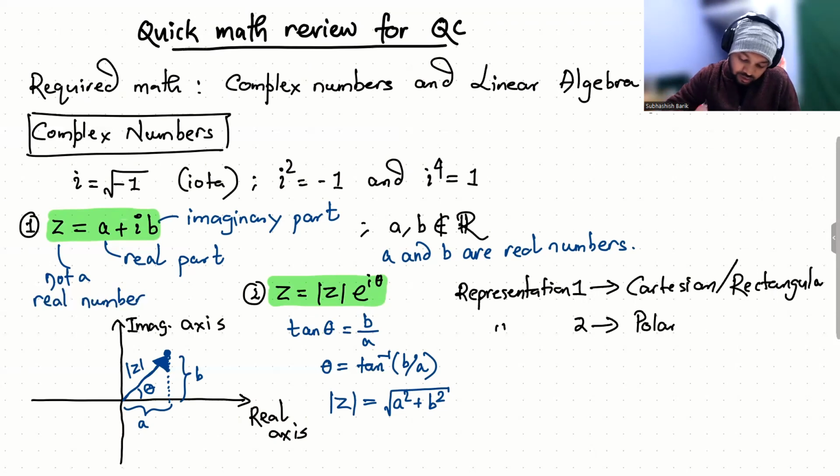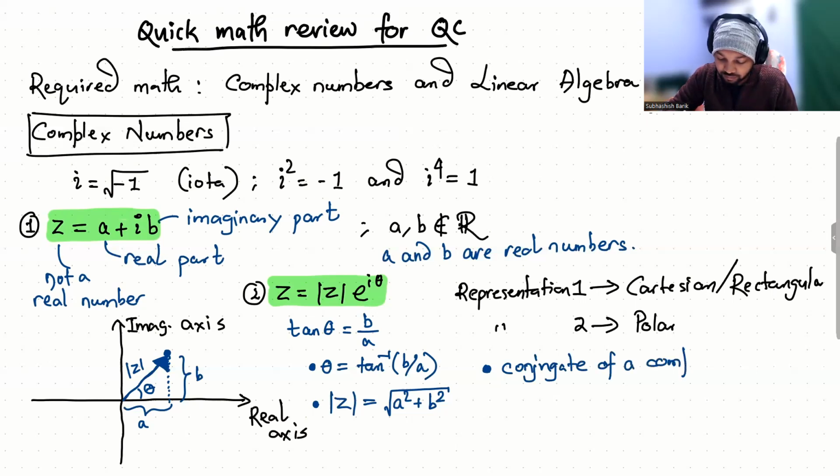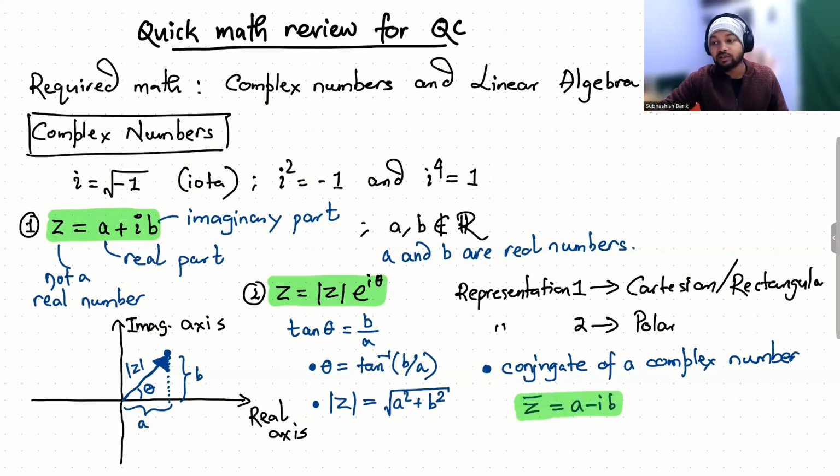Next, we define another thing, so let me put a dot. So we have this is a parameter, this is a parameter. Then we define something called the conjugate of a complex number, and that is z bar, and z bar will be a minus ib. If z is a plus ib, then z bar is a minus ib. So this is another definition to remember.